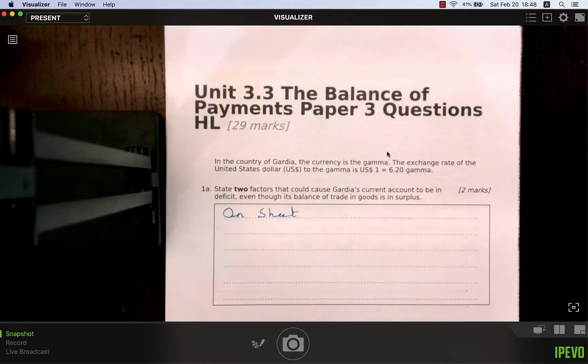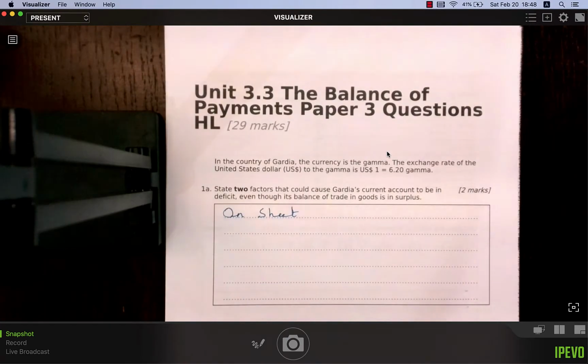This one we are doing the paper 3 mathematics element of the balance of payments. So I suppose we better just get straight into it. Okay, so this whole video is previous exam questions that have come up on paper 3 of the balance of payments.